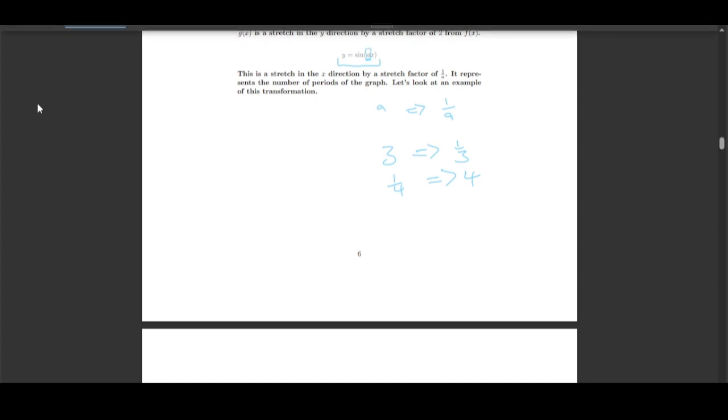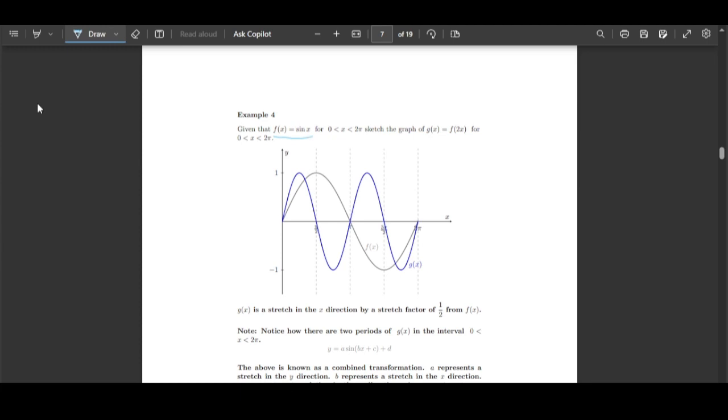If you have 3, your stretch vector is 1 over 3. If you have 1 over 4, your stretch vector is 4. So the stretch vector will be the reciprocal of whatever number is over here. So let's look at an example. We're given that f of x is sine x, and g of x is f of 2x. The 2 is inside the bracket, and it's multiplying the x. That means our stretch vector is half.